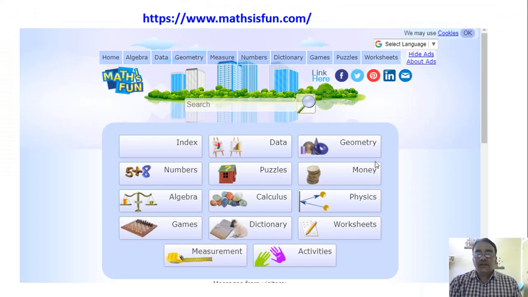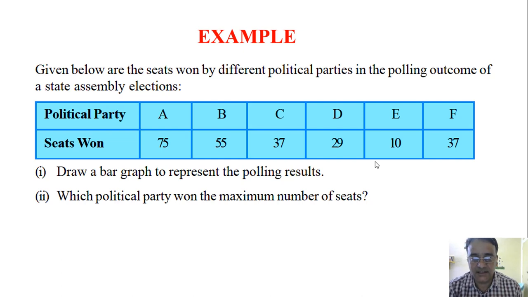Okay, so let us see one example. I have taken it from our textbook only, class 9th book. Given below are the seats won by different political parties in the polling outcome of a state assembly election. So the political parties are denoted by A, B, C, D, E, and F. Seats won are 75, 55, 37, 29, 10, and 37. So you can take such data by searching on a website also.